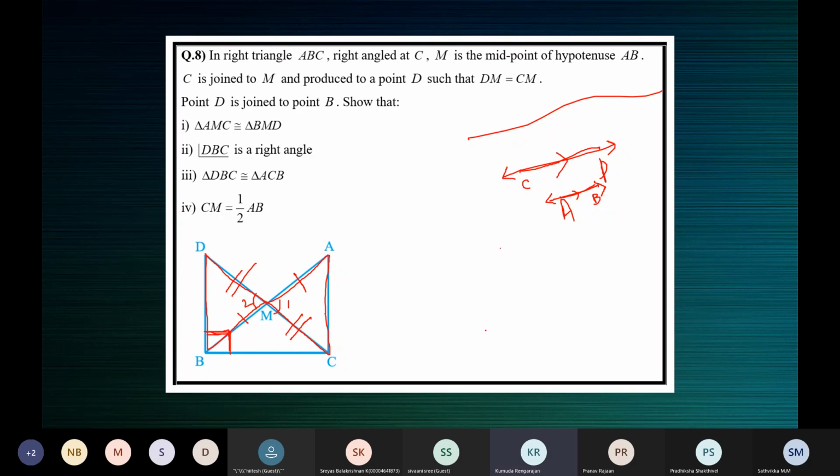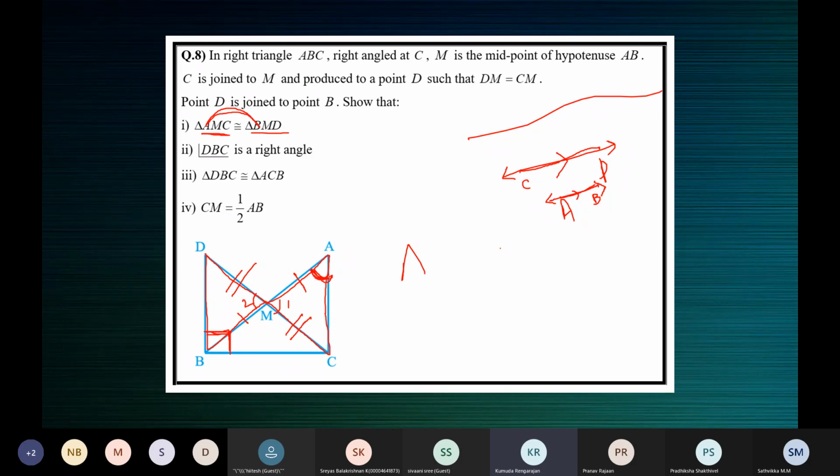All right, children. So how do we name? I told you, you should name the congruent triangles in the correct order. So when you say AMC, it's BMD. That means vertex A of triangle AMC corresponds to vertex B of the other triangle.